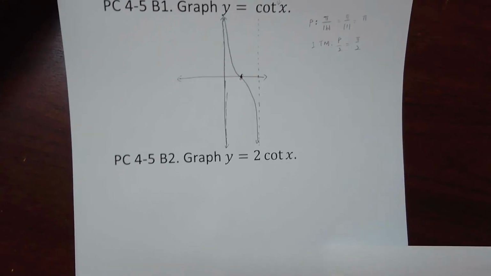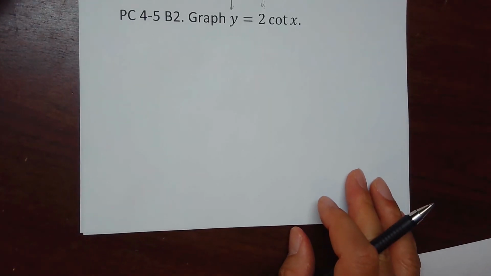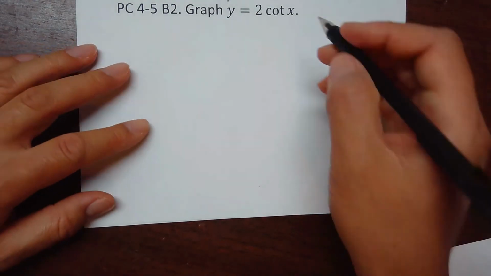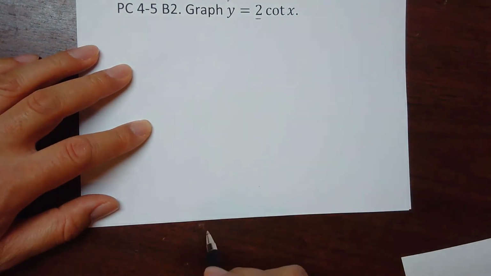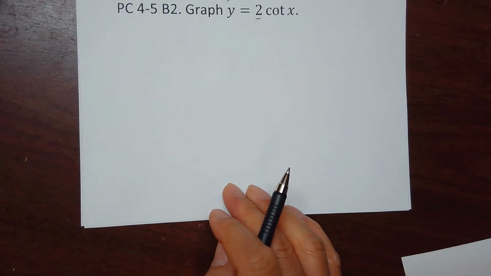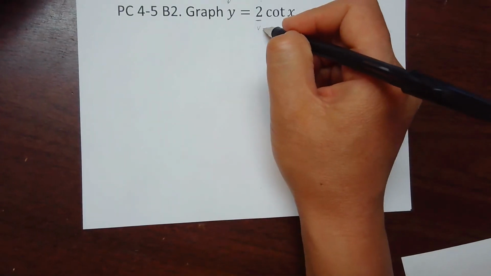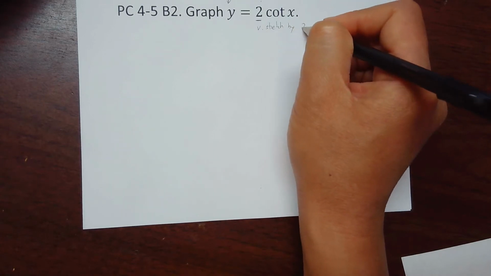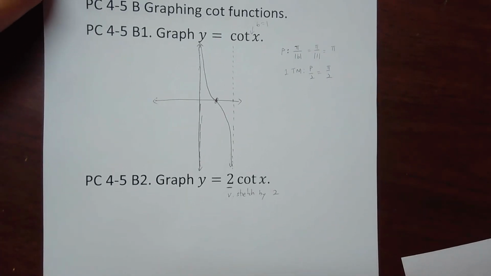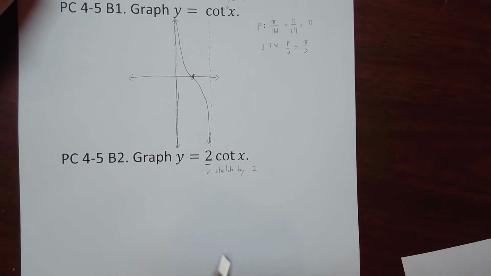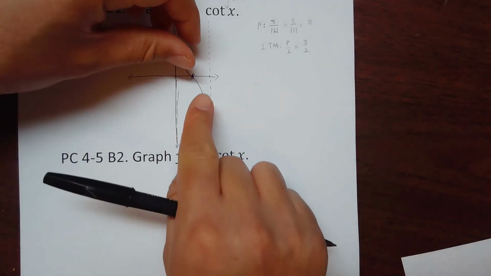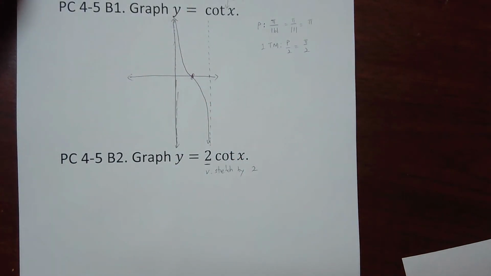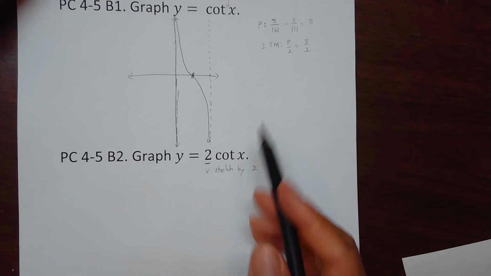So let's practice this one. Graph y equals 2 cotangent x. That will be related to a vertical stretch by 2. If you look at the previous graph, it's identical, except you grab each point and stretch vertically. So every other calculation will be exactly the same.